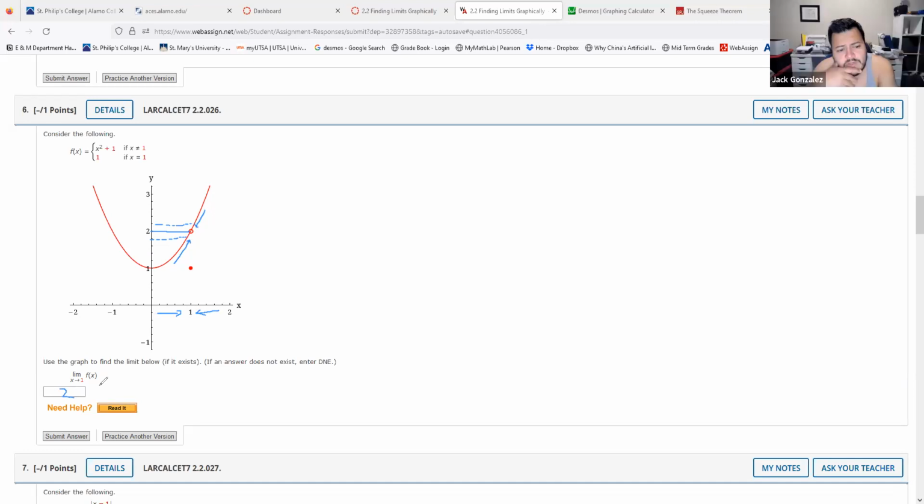But the functional value is not the same. Do you see that in this case? So here the functional value is 1, but the limit is 2 because of the piecewise function.